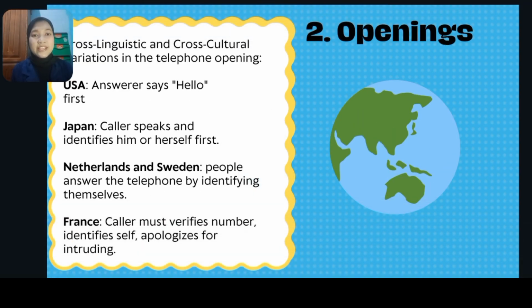There are cross-linguistic and cross-cultural variations in the telephone opening. For example, in the USA, the answerer says hello first. In Japan, the caller speaks and identifies him or herself first. In the Netherlands and Sweden, people answer the telephone by identifying themselves. But in France, the caller must verify the number, identify self, and apologize for intruding.